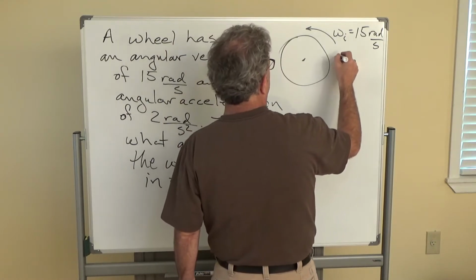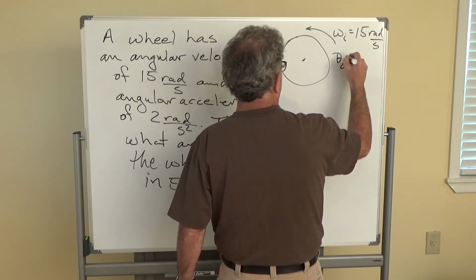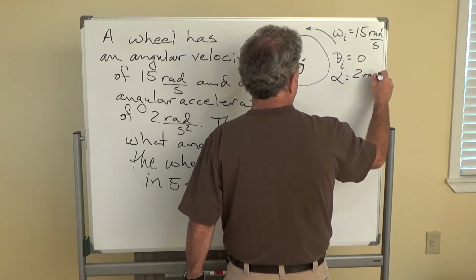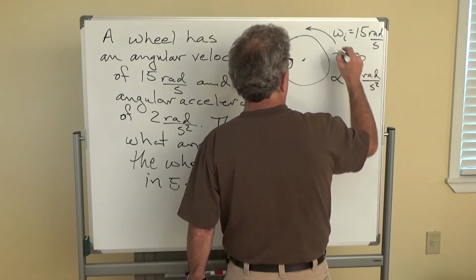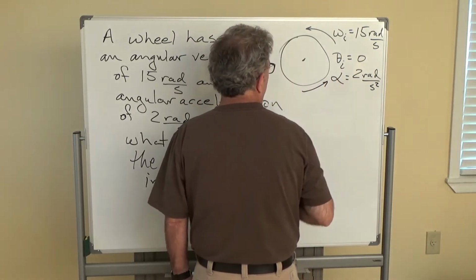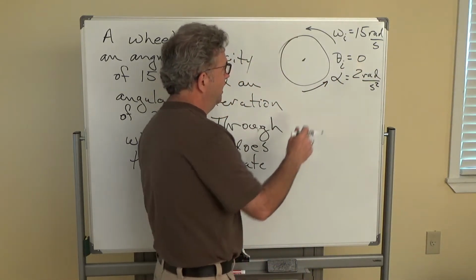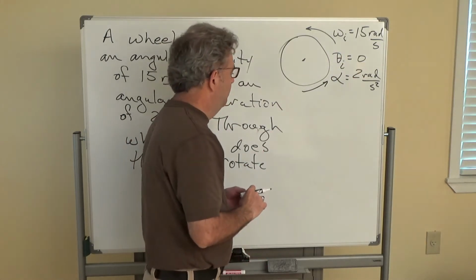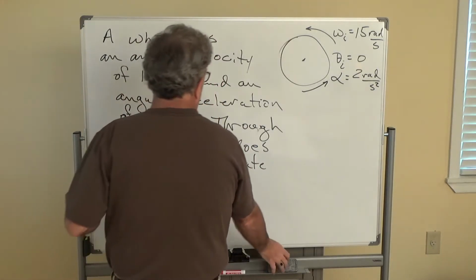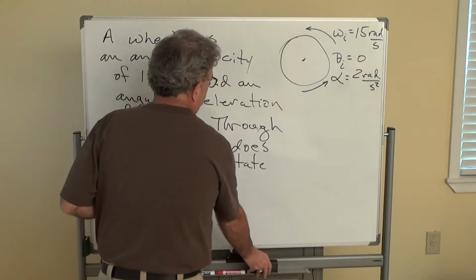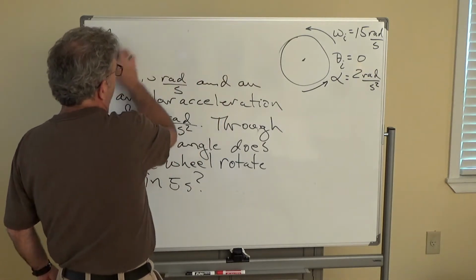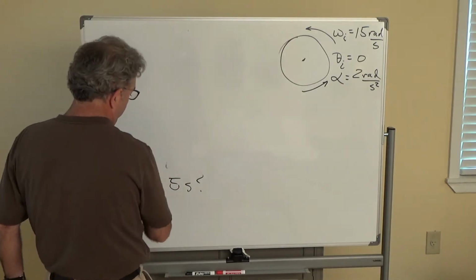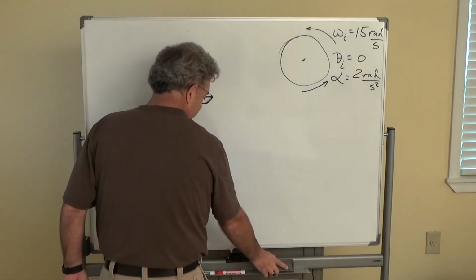Okay. Theta initial, just let that equal 0. And alpha is equal to 2 radians per second squared. So alpha is in this direction as well. If it were slowing down, alpha would be this way. I could make it that way, but... we'll just use those 1D motion equations. Omega plays the role of velocity. Alpha plays the role of acceleration.